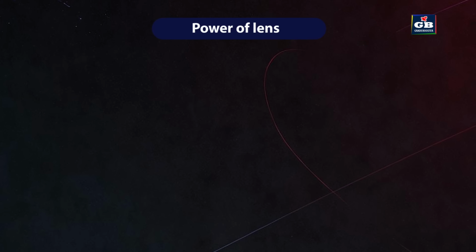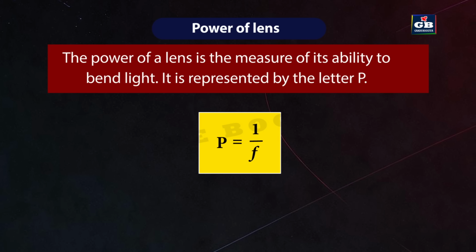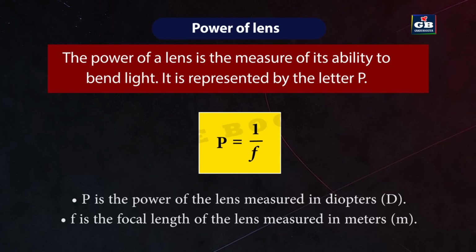Power of lens. The power of a lens is a measure of its ability to bend light. It is represented by the letter P. The power P of a lens of focal length f is given by P = 1/f. The power of a lens is measured in units called diopters, D. P is the power of the lens in diopters, D. f is the focal length of lens in meters, m.